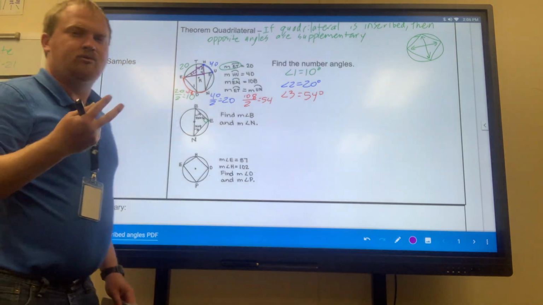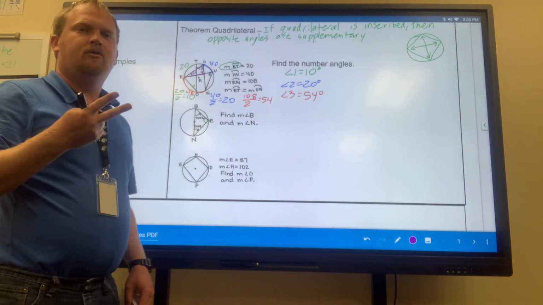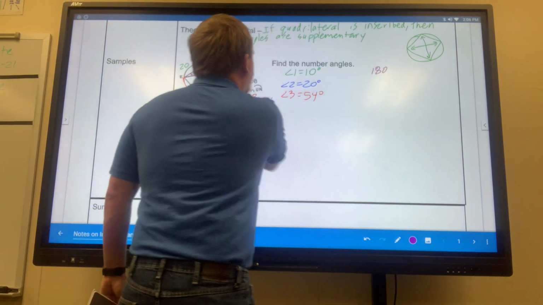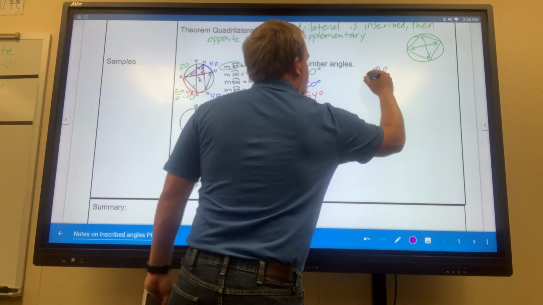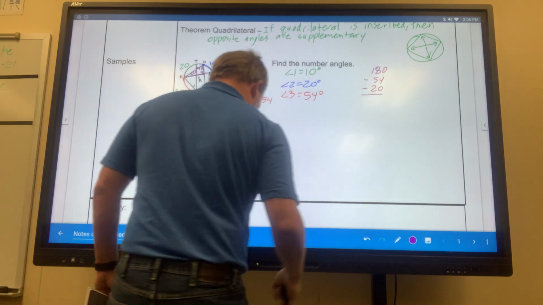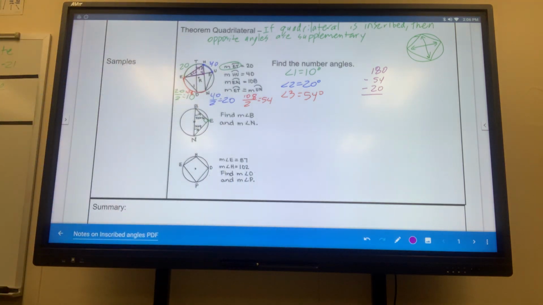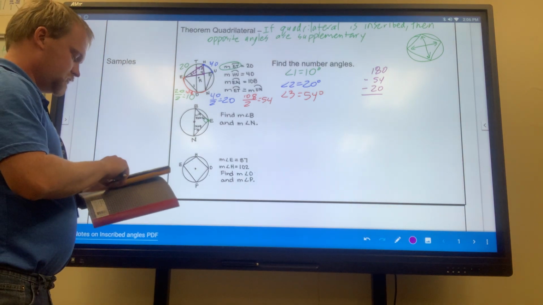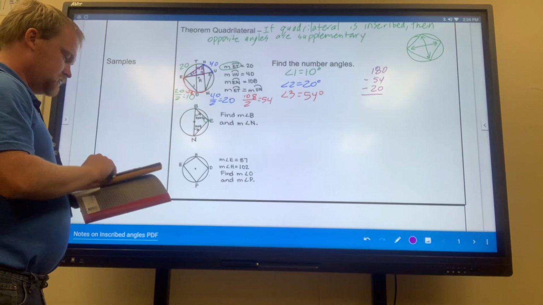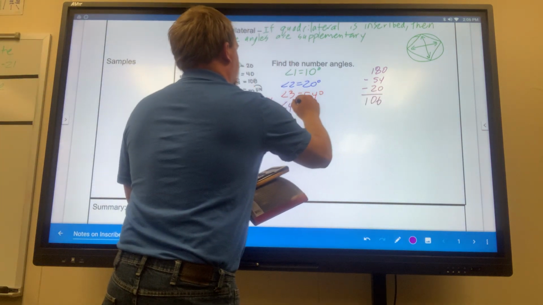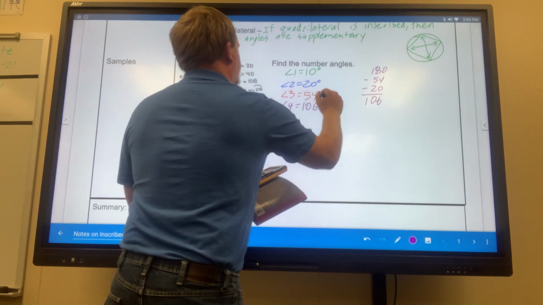So if we have two angles and we're trying to find a third, we can subtract 54 and 20 from 180. And that will give us 106. So angle 4 is 106 degrees.